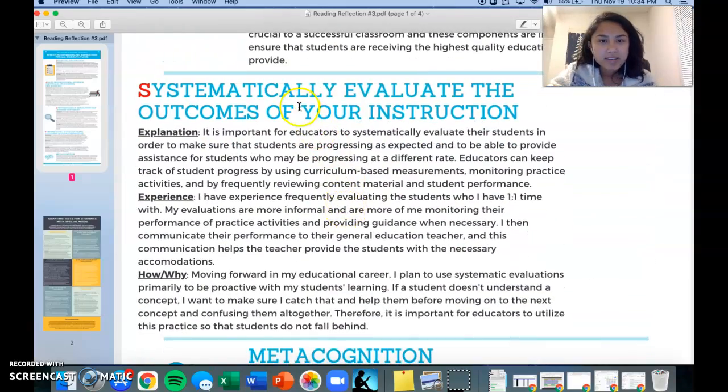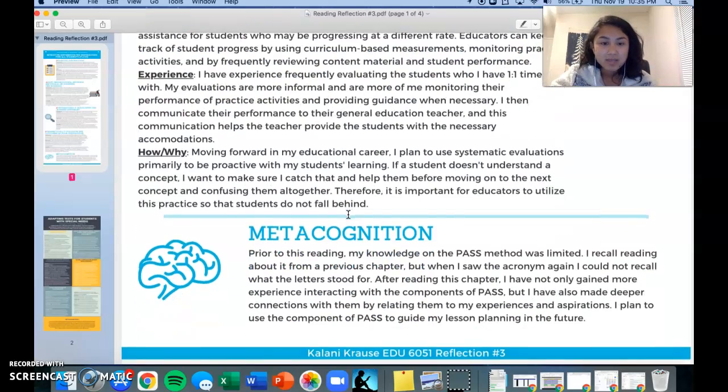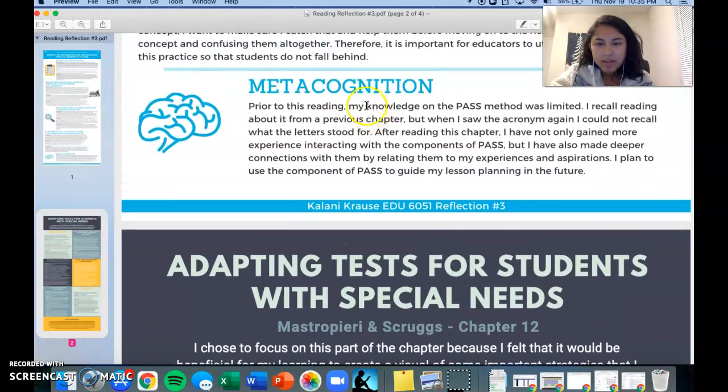And then the final S is to evaluate the outcomes of your instruction. So with every lesson that you give, it's important that you are able to quantify if your students learned what they needed to learn, and to help students if some students are falling behind, and to provide those accommodations if necessary. So really, these evaluations are important to monitor students' performance and to provide assistance when necessary as soon as the assistance is needed.